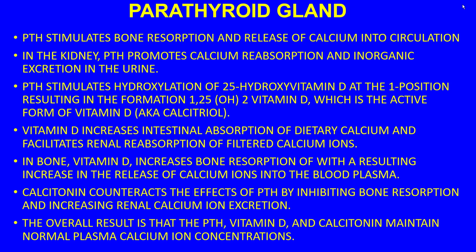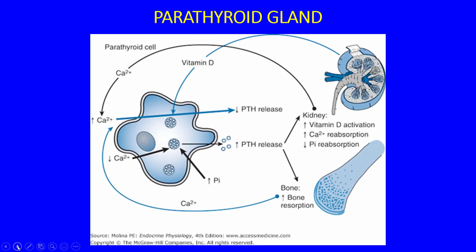Now, in the bone, vitamin D increases bone resorption with a resulting increase in the release of calcium ions into the blood plasma. Calcitonin counteracts these effects of PTH by inhibiting bone resorption and by increasing renal calcium ion excretion. The overall result is that PTH, vitamin D, and calcitonin maintain normal plasma calcium ion concentrations. And you can see this in a diagram in your text, okay?